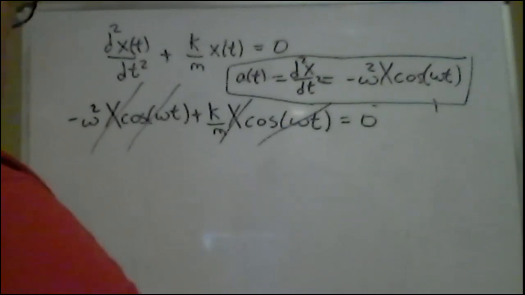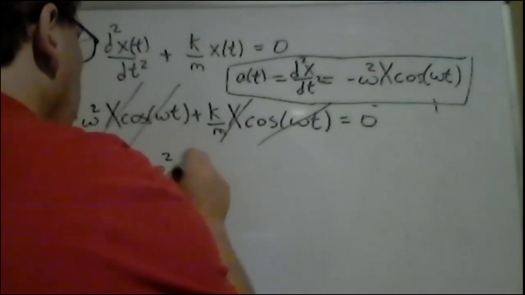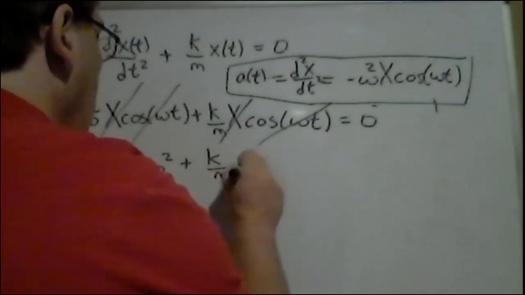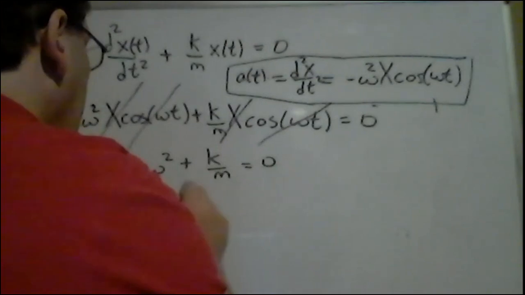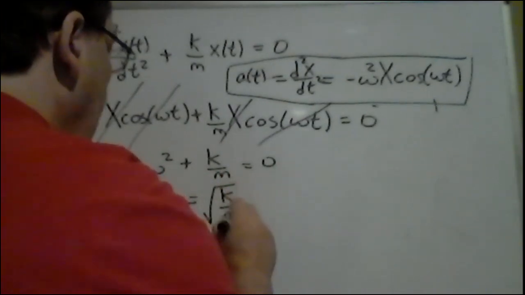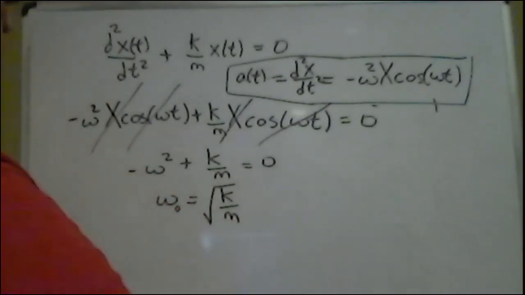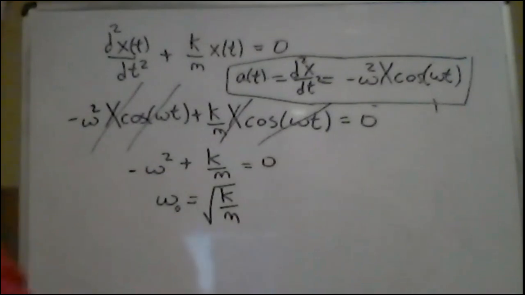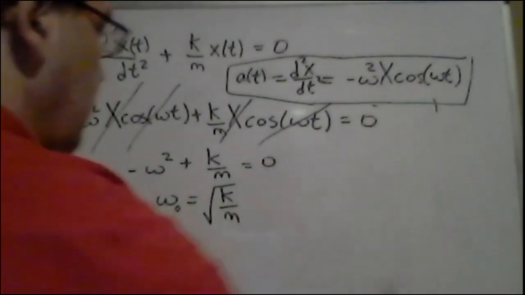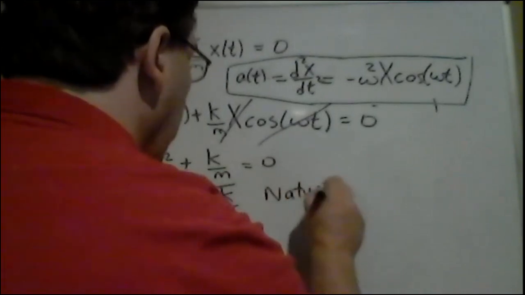So this is a solution, provided what? That negative omega squared plus K over M equals 0, or omega equals the square root of K over M. I'm going to be explicit here and call this omega naught. I'm going to call it omega naught for a reason, and this will become more clear later: I want to call this a natural frequency.